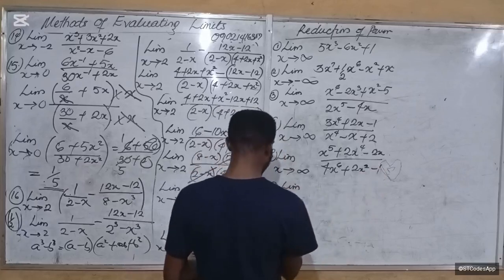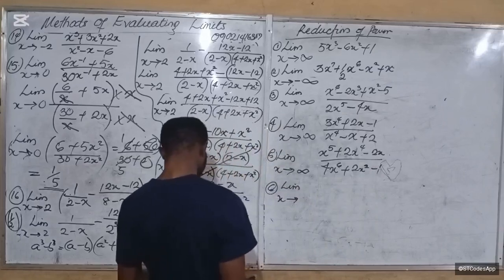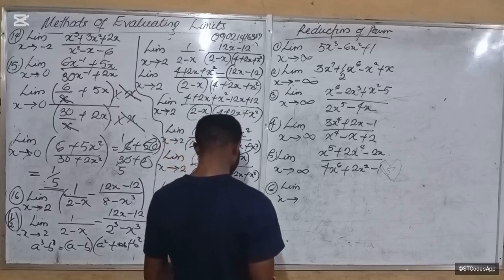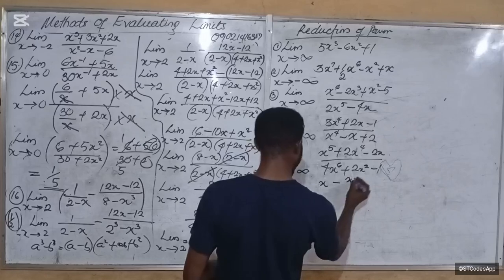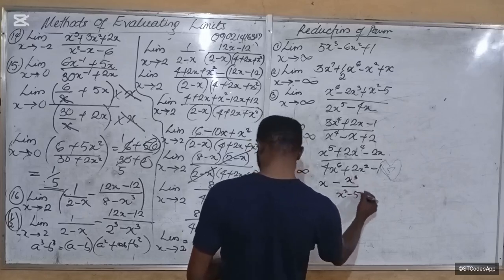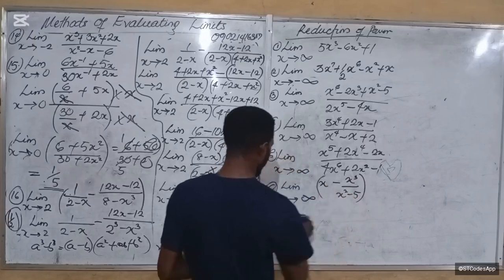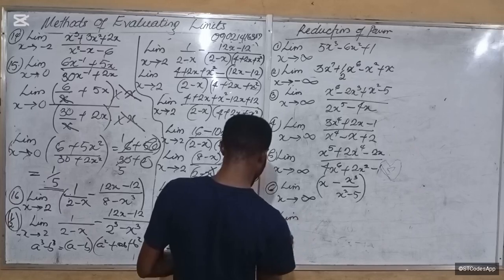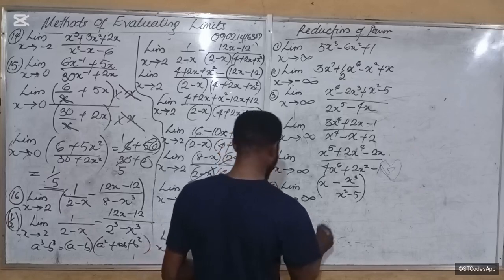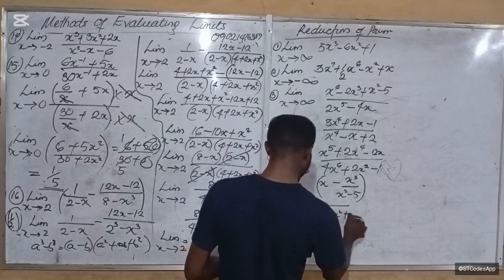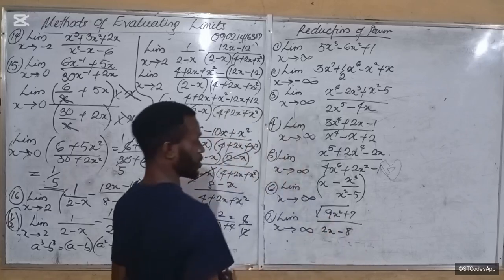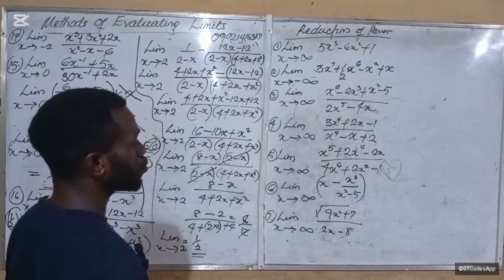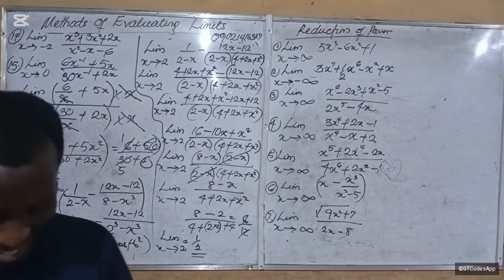And number 6, limit as x, is this under rationalization? No. Okay, let me just write them. So you will try this, please. As x cubed over x squared minus 5. Then number 7, limit as x approaches infinity of root 9x squared plus 7 over 2x minus 8. If this one doesn't waste our time, I will solve it here. But if it does, you will solve it and put the answer in the comment section.